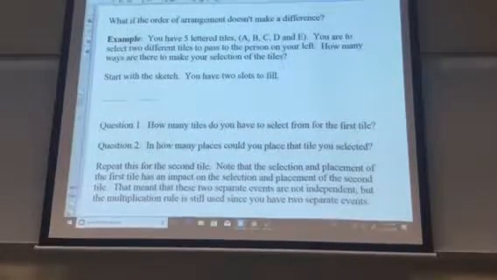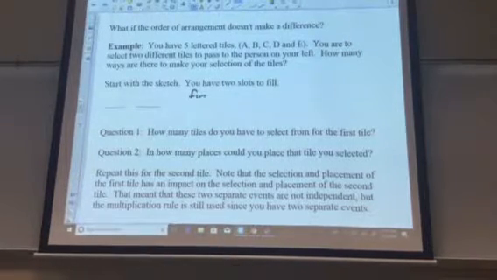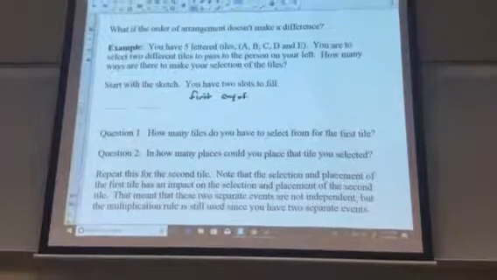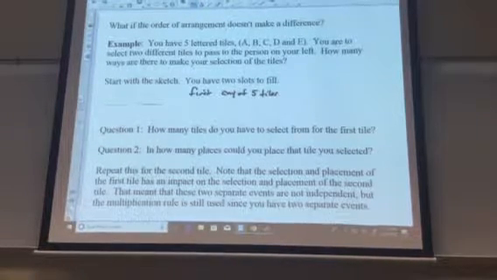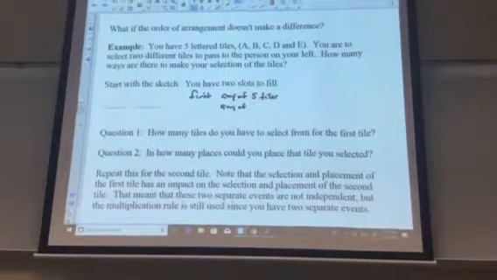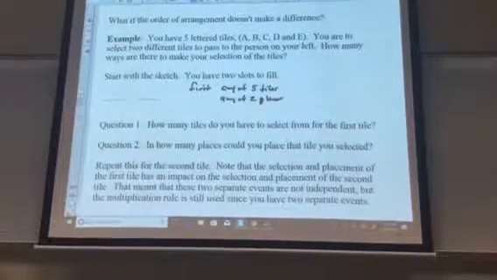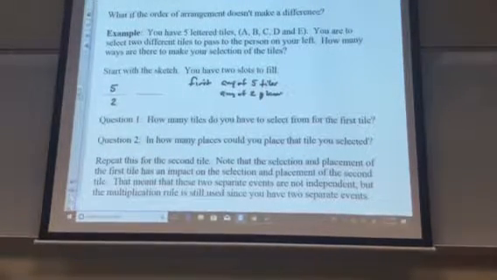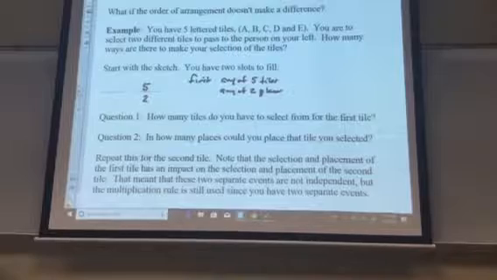No. So how many tiles do you have to select from for the first tile? Any of 5 tiles. Where can you put that tile? Any of 2 places. So I might conveniently say that I'm going to do this. Would it have made a difference if I put those over here? No. Because when you multiply, does it make a difference if you rearrange the ingredients?